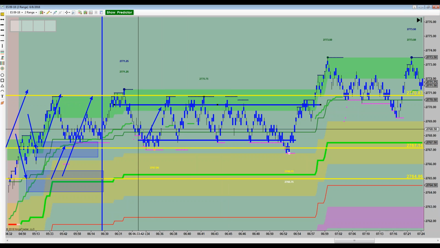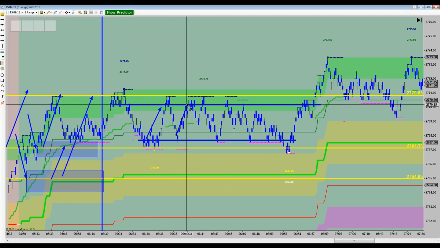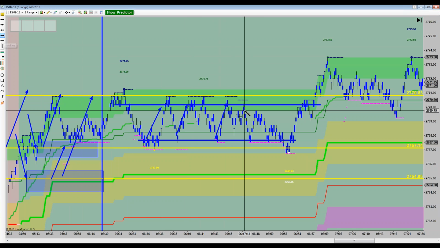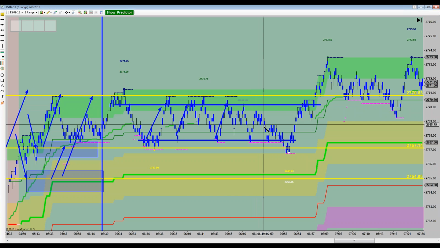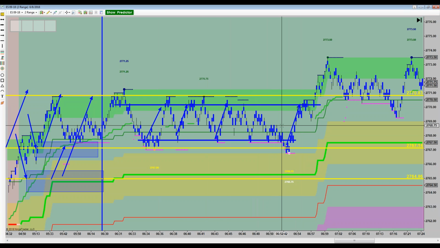So let's count the trades after the open. 1, 2, 3. This one didn't hit the top. This didn't come low enough. You might have got this, but you didn't get out. So you either stayed in that one or you took this one. 5. Is that 4? Is that 4?